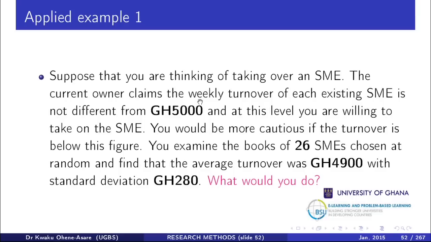Will you buy the company? Well, the person is telling you that the turnover you will get if you buy the company is what? 5,000. Look at it. You see the word here. He says the turnover you will get is not different from 5,000. You see that sentence? It's not different from 5,000. Meaning what? It is 5,000. And at this level, you are willing to buy it. You want to buy the company because you will get 5,000 profits per year. Fair enough. But if it is not, what will you do? You'll be very cautious to buy.